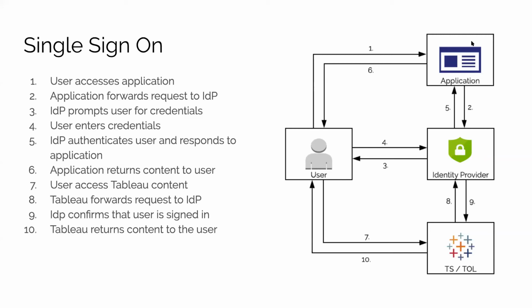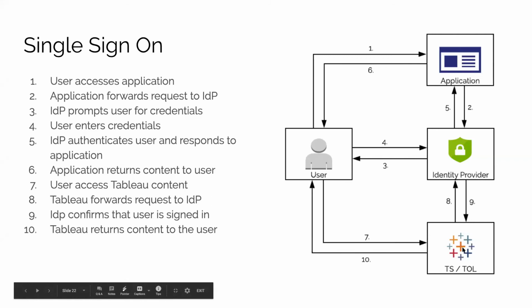So I'm trying to log into the application, I'm sent to the external provider. The external provider then asks me for my username and password, which I then provide to the external provider. And then that external provider then tells my application that I am who I say I am because it's been able to check those credentials. And then the application considers me as logged in. Then the application returns any content to me that I request, which in this case is likely to be an embedded Tableau visualization.